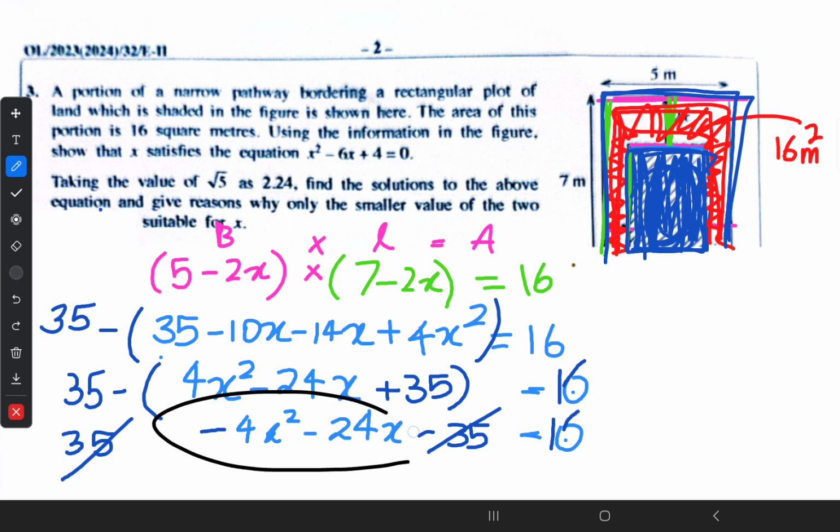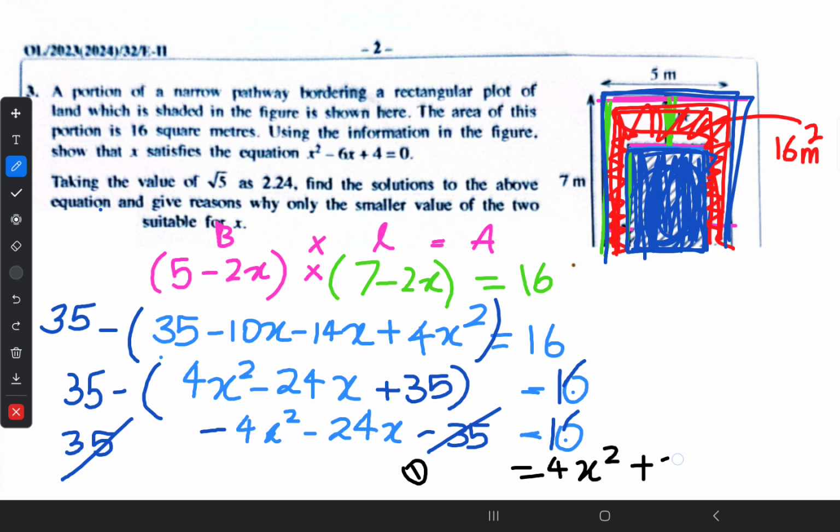Now let's bring the negative quantities to the right side of the equation. That means 0 equals 4x square plus 24x. No, here minus. So minus into minus becomes plus. This side will become negative 24x plus 16. Okay, I'll repeat again.